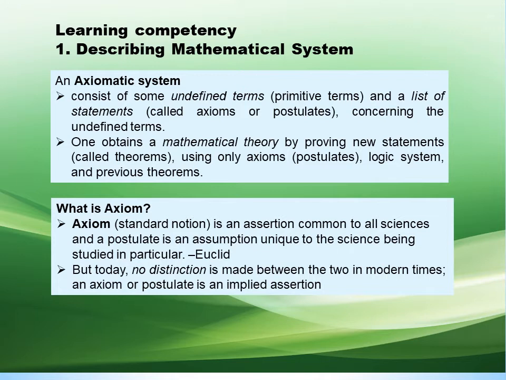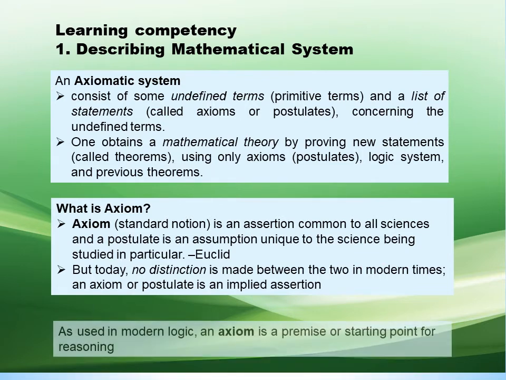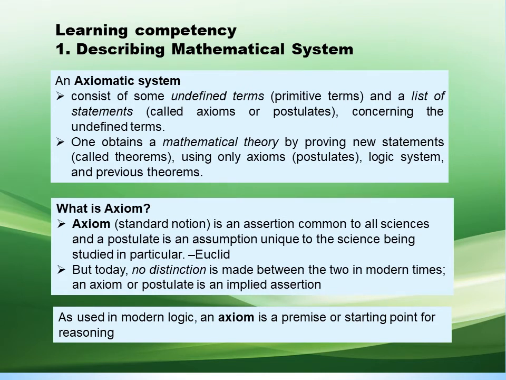What is an axiom? An axiom, or standard notion, is an assertion common to all sciences, and a postulate is an assumption unique to the science being studied in particular. That is by Euclid. But today, no distinction is made between the two in modern times. An axiom or postulate is an implied assertion. As used in modern logic, an axiom is a premise or starting point for reasoning.